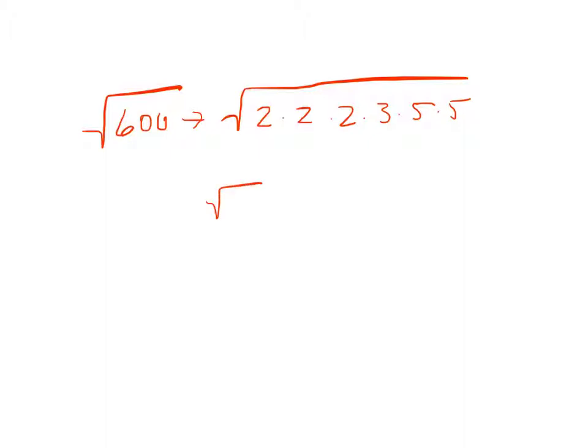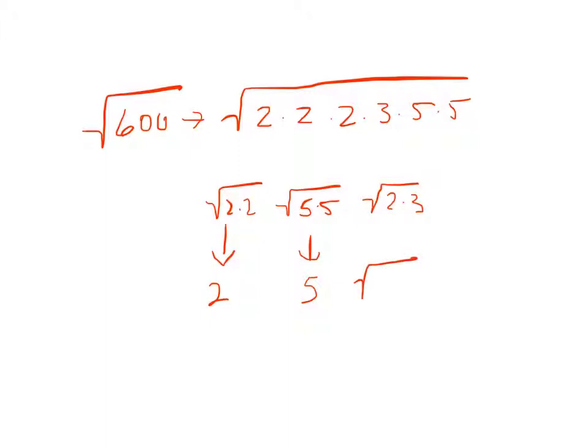Let's see, square root of 2 times 2, and the square root of 5 times 5, square root of 2 times 3. So this will become a 5. This will become a 2, because 2 times 2 is 4, so the square root of 4 is 2. 5 times 5 is 25, so the square root of 25 is 5. So that's how I'm getting these here. And then over here we're left with the square root of 2 times 3.